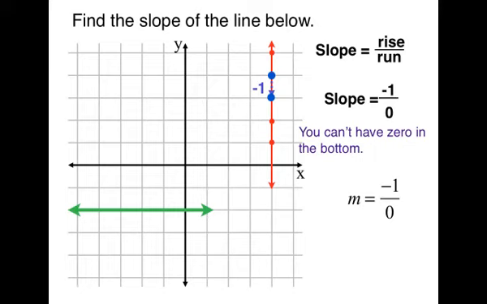It's not allowed. You can't have 0 in the bottom. It doesn't make sense. You can't have one part of nothing. I can't cut nothing up into parts and give you one part of nothing. So the answer here is what's called undefined. If you have 0 in the bottom, you end up with an undefined slope.